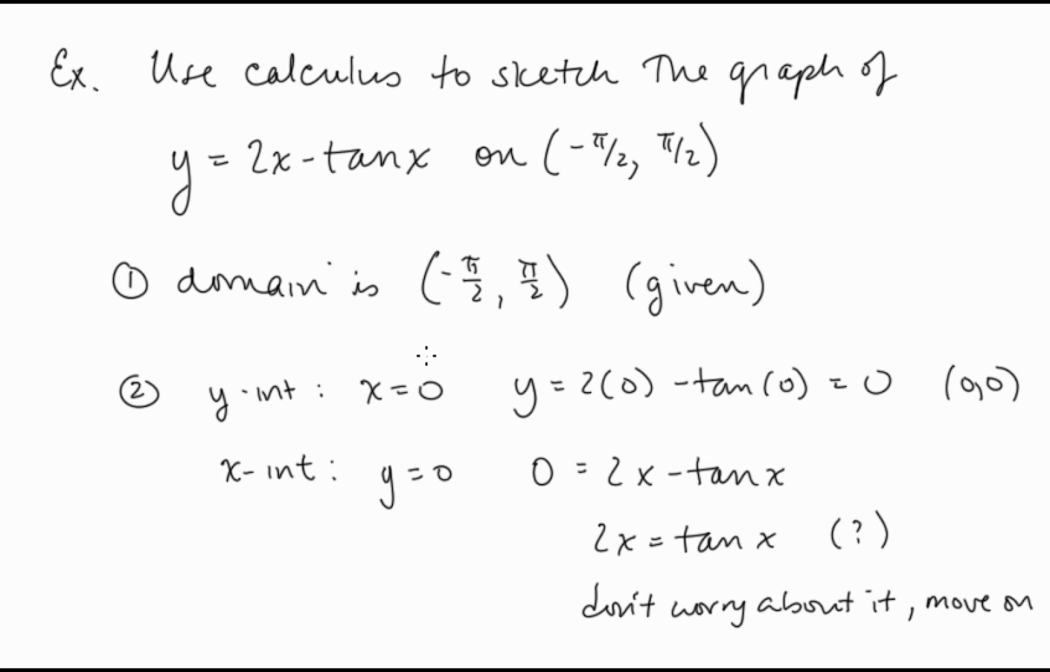Step 2 is to identify intercepts and asymptotes. So let's take a look at our y-intercept by setting x equal to 0. That's 2 times 0 minus tan of 0, so that's 0 minus 0, so that's 0. So that means this graph goes through the origin. And let's see if we have any other x-intercepts by setting y equal to 0. When we set y equal to 0, we have 2x minus tan x is equal to 0. Well, that says 2x is equal to tan x.